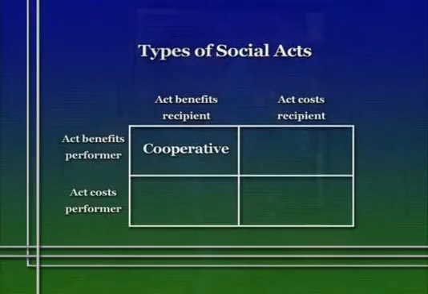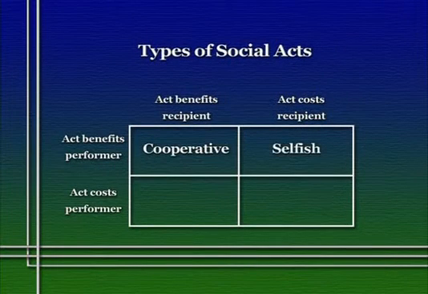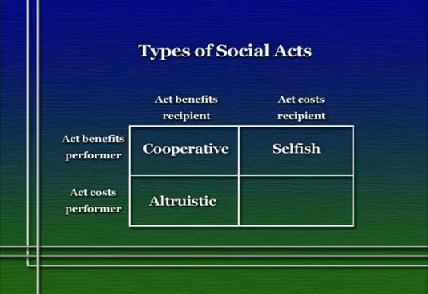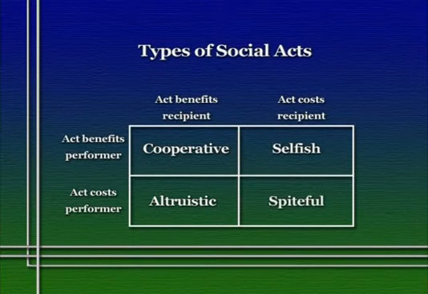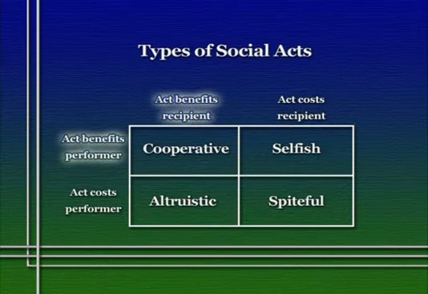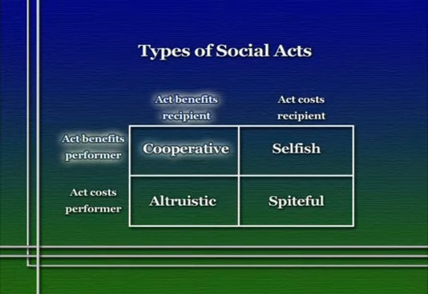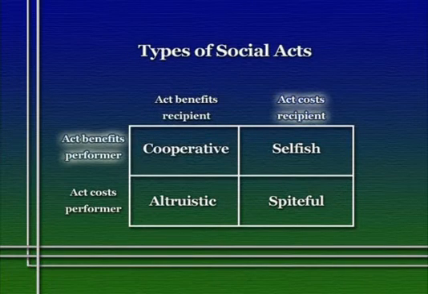There are four such categories we could define. Let me just list these for you quickly and then explain what I mean by them. These four categories include what I'll call cooperative interactions, selfish interactions, altruistic interactions, and what we'll call spiteful interactions. If a behavioral interaction benefits both the individual performing the act and the recipient of that act, then we refer to that behavior as a cooperative act. We refer to an interaction that benefits the performer but costs the recipient of that act as a selfish act.